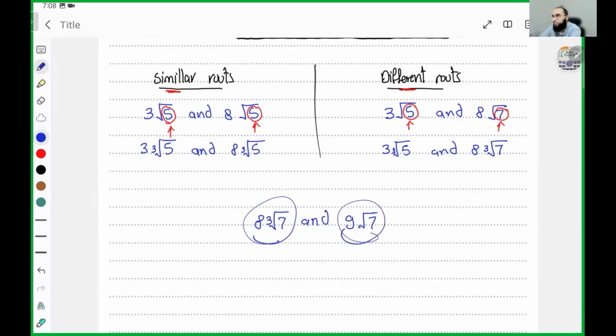Are they similar? No, because this is cubic root and the other is square root. This is cubic root 7 and the other is only square root 7. If they are similar, then it should be like that: 8 cubic root 7 and 9 also cubic root 7, or 8 square root 7 and 9 square root 7. Both are square roots or both are cubic roots, then they are similar. And the number below the root must be similar also. But if one is a square root and the other is a cubic root, they are not.